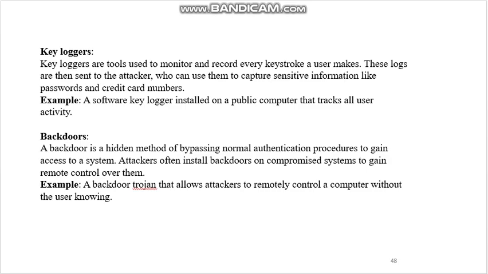Then the keyloggers. Keyloggers are tools used to monitor and record every keystroke a user makes. These logs are then sent to the attacker, who can use them to capture sensitive information like passwords and credit card numbers. For example, a software keylogger is installed on a public computer that tracks all the user's activities. Then the next is a backdoor. A backdoor is a hidden method of bypassing normal authentication procedures to gain access to the system. Attackers often install backdoors on compromised systems to gain remote control over them.